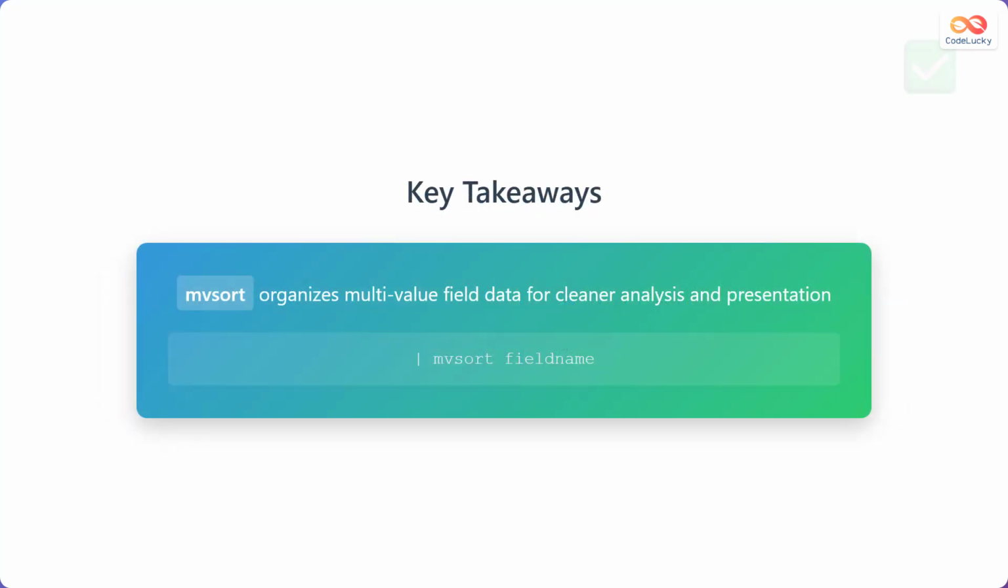To summarize, the mvsort command is an essential tool for organizing multi-value field data in Splunk. It provides cleaner analysis and better presentation of your search results by sorting values alphabetically or handling numeric data appropriately. Remember the simple syntax: pipe mvsort followed by your field name. This command helps transform messy, unsorted multi-value data into well-organized, readable results that are perfect for reporting and further analysis.